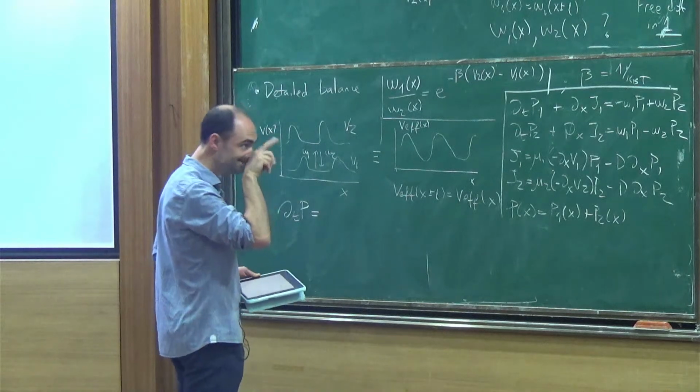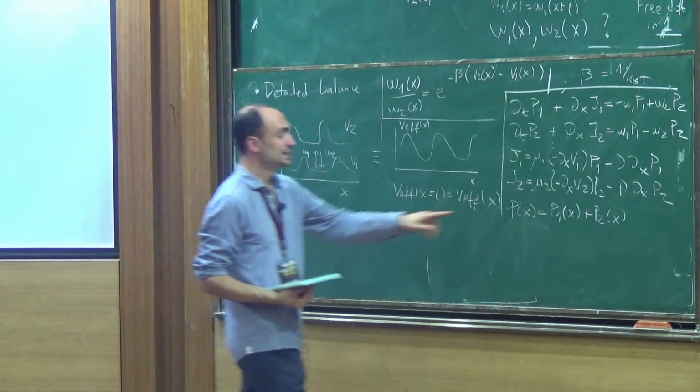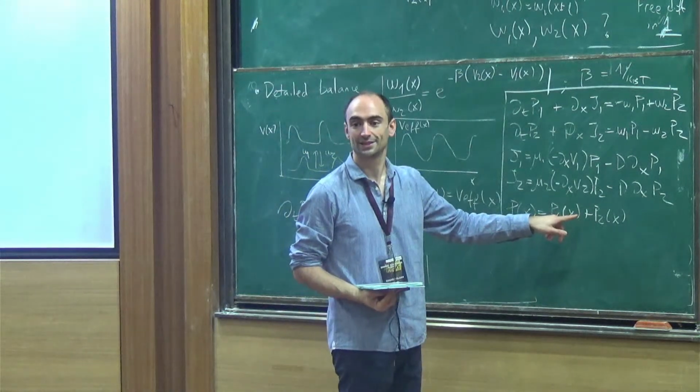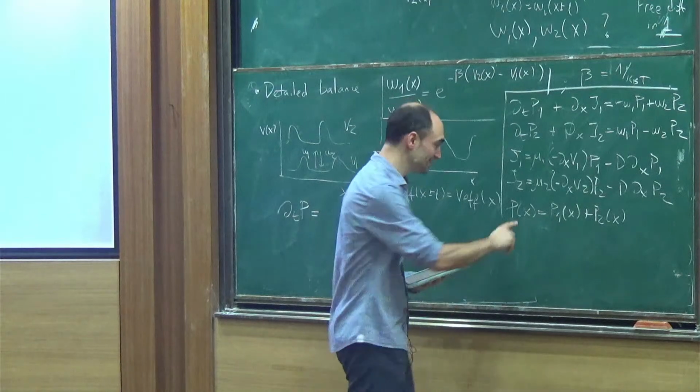So this P of x is normalized, of course, but P1 and P2 individually may not be normalized. They are not normalized. This one is normalized.